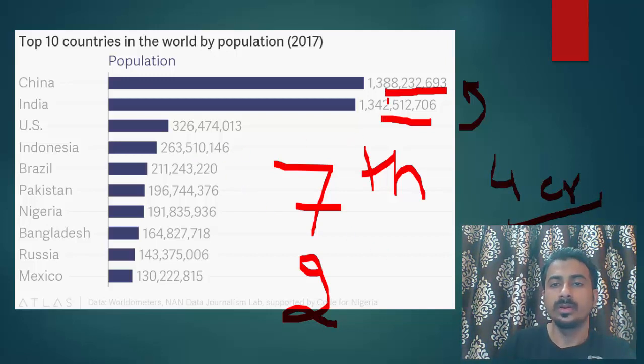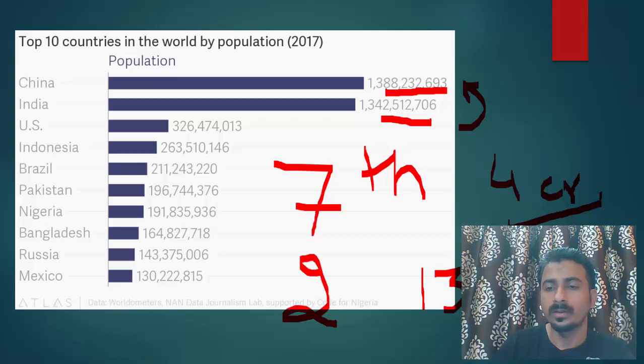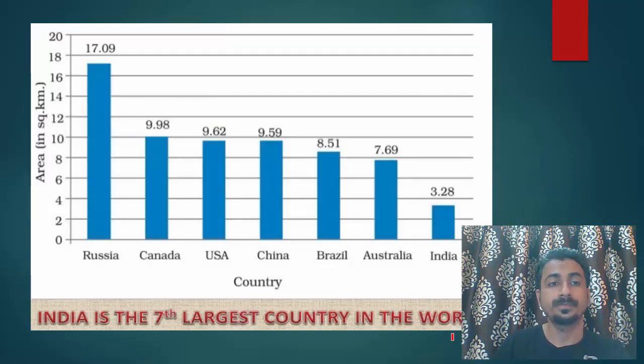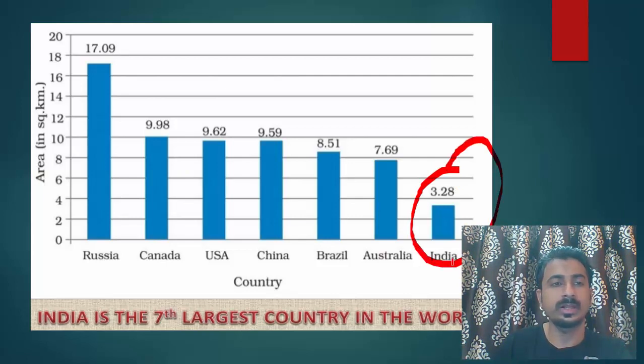So if you want to remember, you can remember like this: around 130 crore is our population, a rough idea, or you can say 134 to be precise. Don't remember 130, 134 should be your answer. 134 crore. Now, seventh largest country, I told you about this. Let's move on.